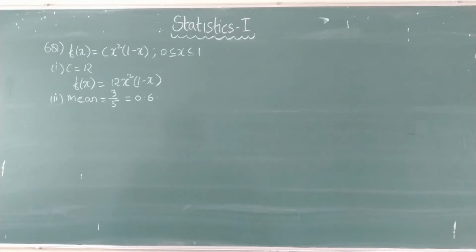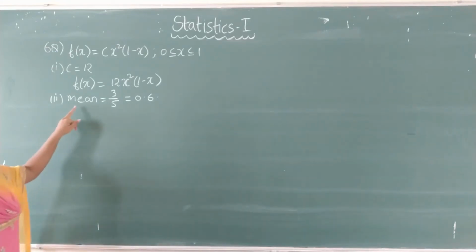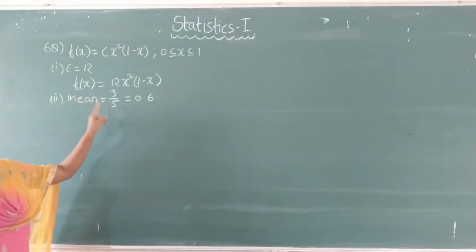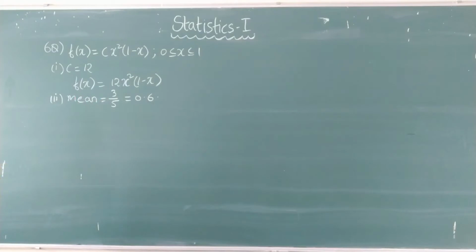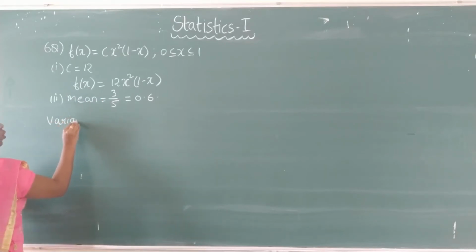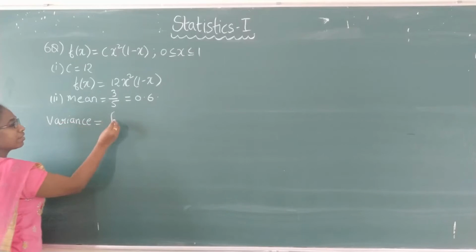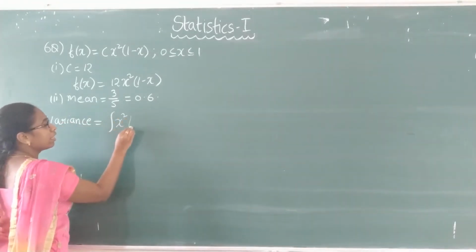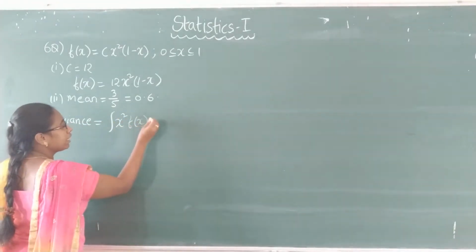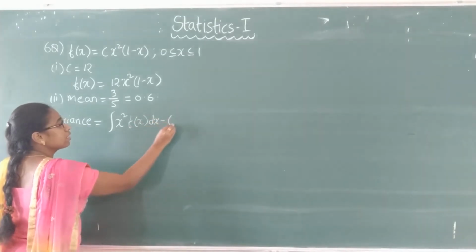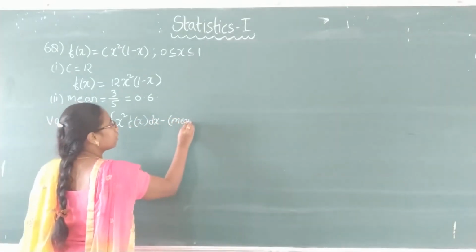And what was our second bit? To find the mean and variance. Last class we derived the mean value. We got the mean value as 3 by 5, which equals 0.6. Today we will find the variance. What is the variance formula? Variance equals integral over x square f of x dx minus mean whole square.